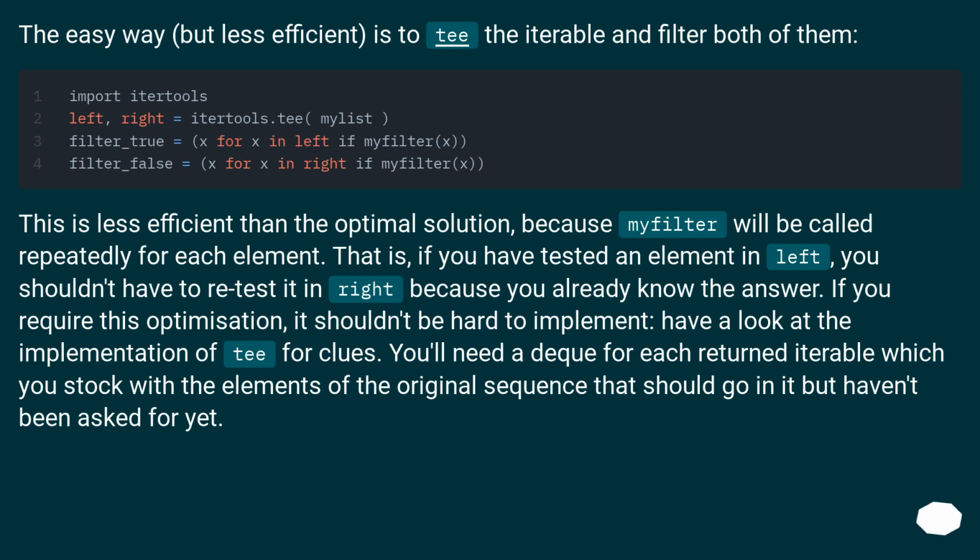Have a look at the implementation of tee for clues. You'll need a deque for each returned iterable which you stock with the elements of the original sequence that should go in it but haven't been asked for yet.